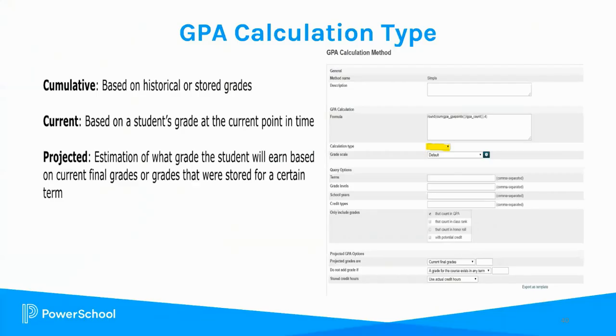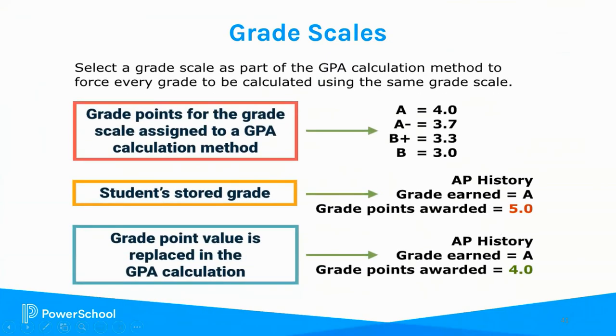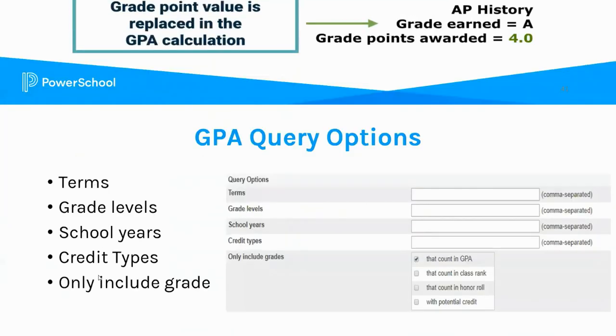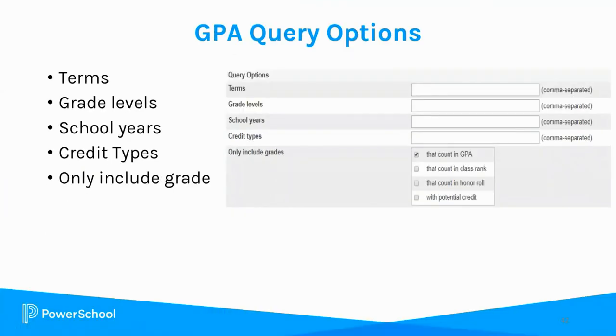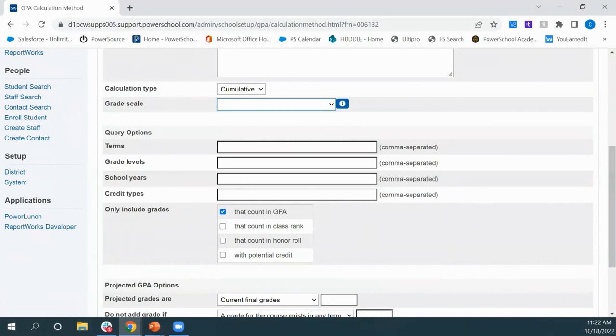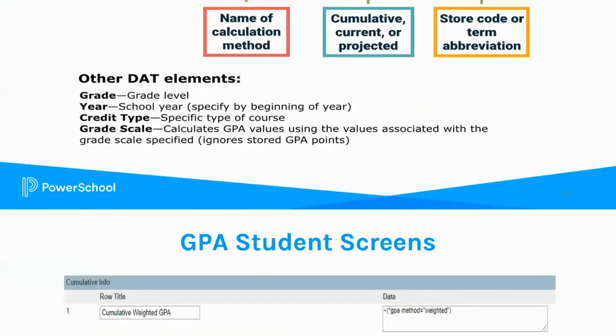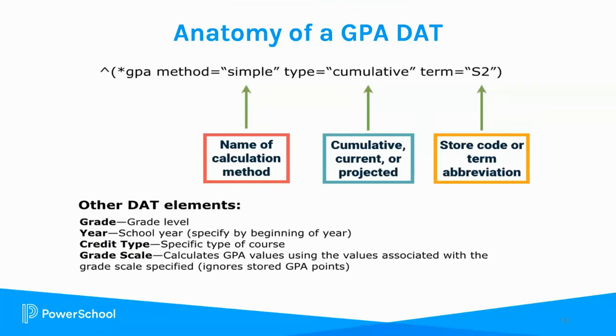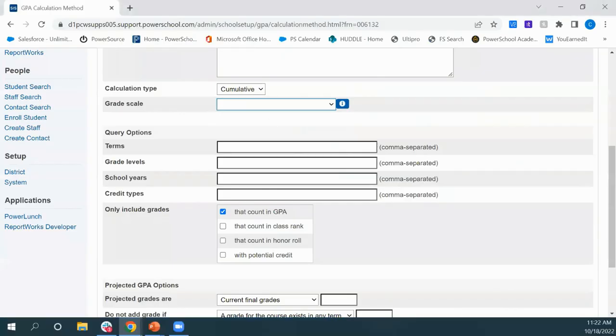So let's see. Like I was explaining here, in this grade scale, A is worth a 4. The stored grade's a 5. However, it's going to use the 4 when doing the calculation. The next part we're going to look at helps limit down what grades we are looking at. So, apologize, my mouse is having some fun with me today.